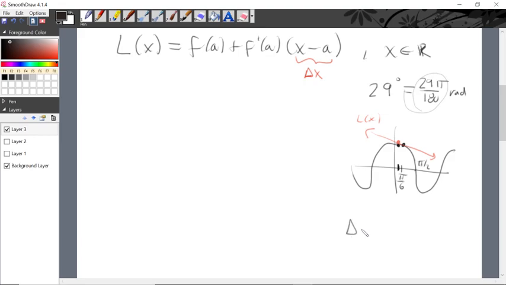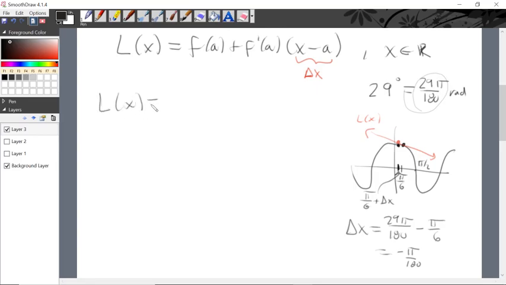What is delta x? Delta x is going to be the difference between 29 pi over 180 and pi over 6. Pi over 6 is 30 pi over 180, so this is negative pi over 180. So that's our delta x. We can call this x value pi over 6 plus delta x, where delta x is now a negative number, so we're adding a negative number, which pushes it to the left.